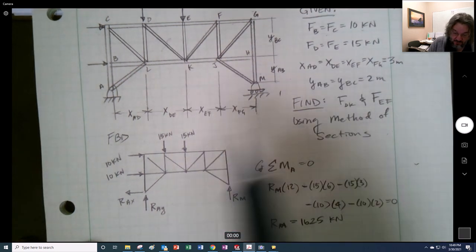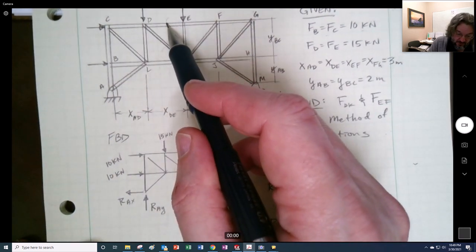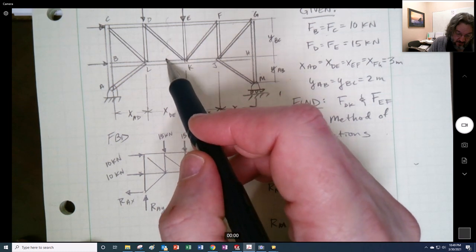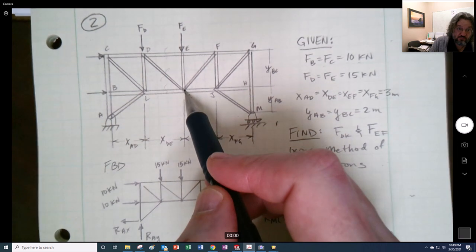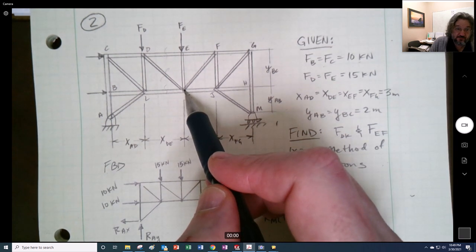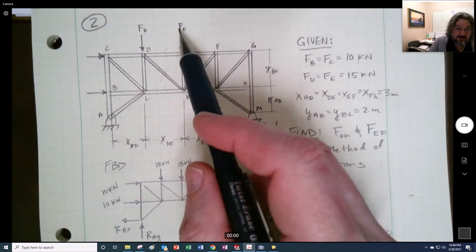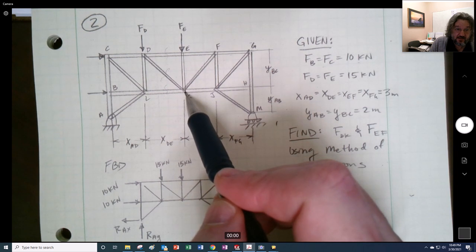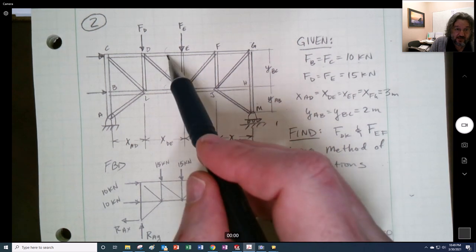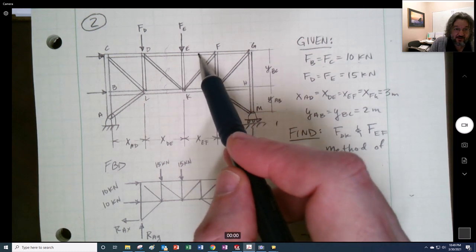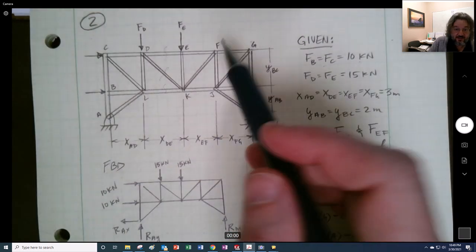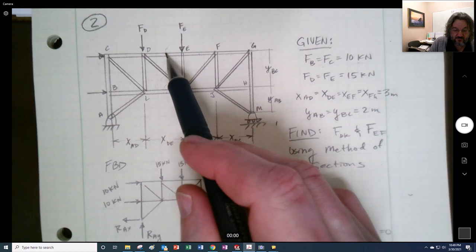So what I'm going to do is cut through right here and through right there, and take the moments about this point right there. Okay? That actually eliminates this. It's going to eliminate this, and that's going to allow me to get this force. But I know that this force, the one that I want you to get, is actually equal to that, right?